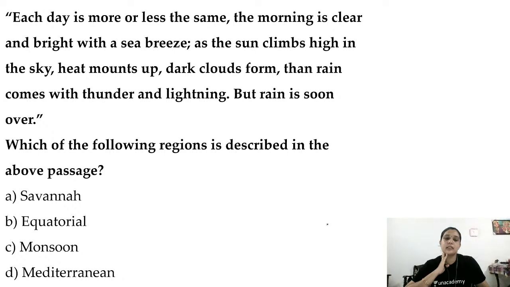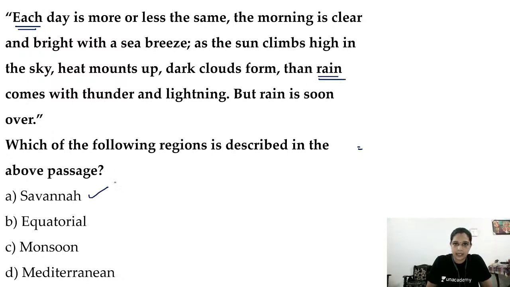Each day is more or less the same. The morning is clear and bright with a sea breeze, and the sun climbs high in the sky, heat mounts up, dark clouds form. The rain comes with thunder and lightning, but rain is soon over. Which of the following regions is described in the above passage? See, each day they are talking about rain. Each day you have rain.